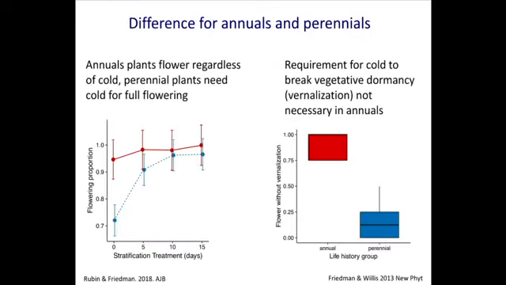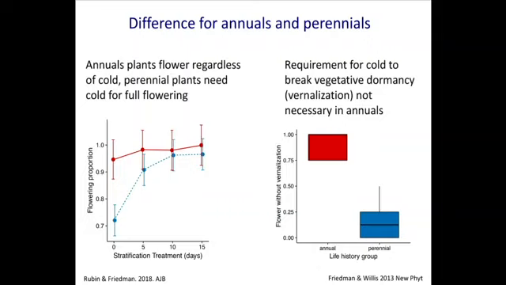So I just want to briefly mention, because I don't want you to go away thinking that cold doesn't matter for Mimulus guttatus, because we've previously shown that things are really different for perennials. So in a previous paper, we had shown that annuals, the red line here, flower regardless of cold. So this is now across the entire range of Mimulus. Annuals flower regardless of cold. Perennials flower in lower proportions if the seed don't get cold. And we similarly have shown that annual populations don't need vernalization to flower, while perennials do.